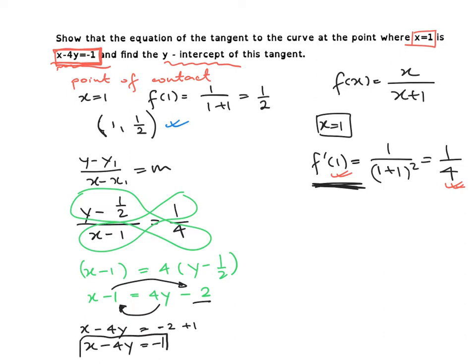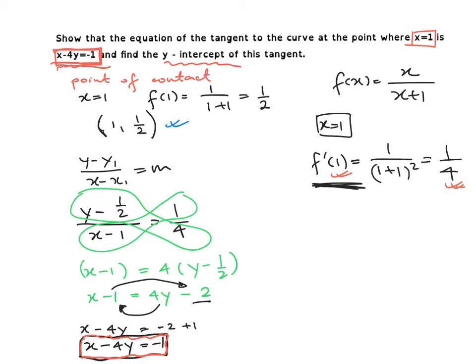So what we have here, we have shown that the equation of the tangent to the curve when x is equal to 1 is x take away 4y equal to negative 1. So the first part is done.